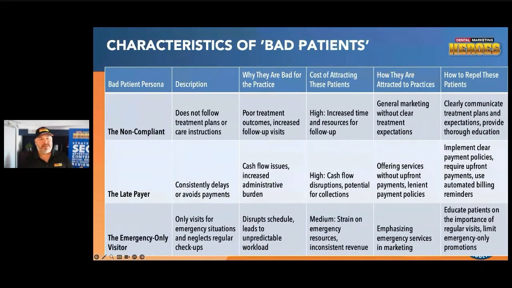The next one is the non-compliant. We've all had them. They don't follow your treatment plans or care instructions, which results in poor treatment outcomes, increased follow-up visits. The cost of attracting these patients is really high. It means increased time and resources for follow-up. And quite frankly, they're not going to be happy. How they are attracted to your practice is general marketing without clear treatment expectations. How do you repel them? You clearly communicate your treatment plans and expectations.